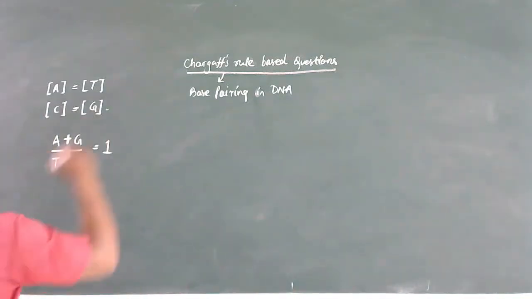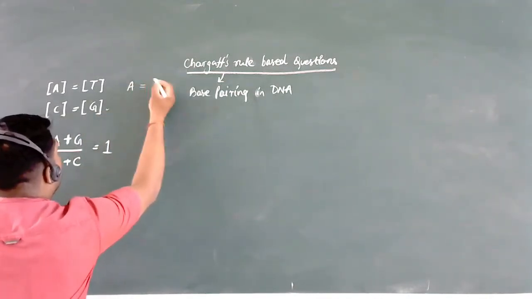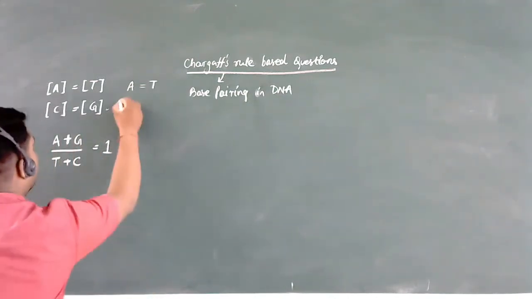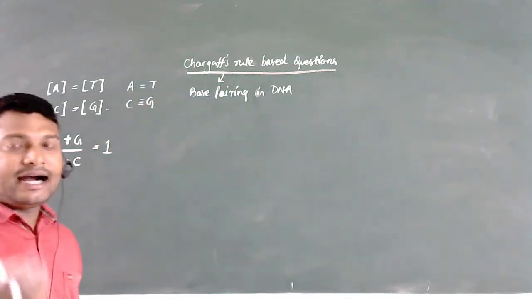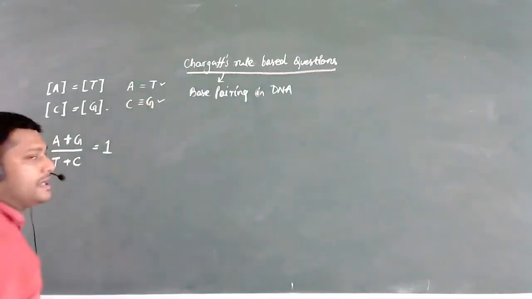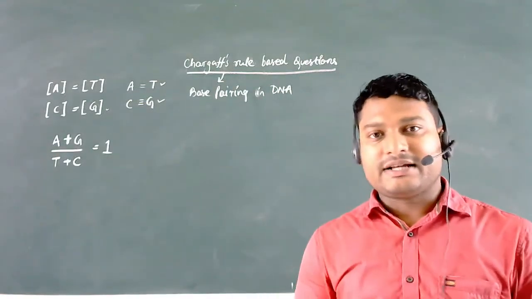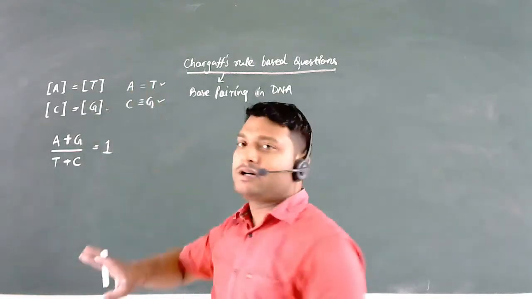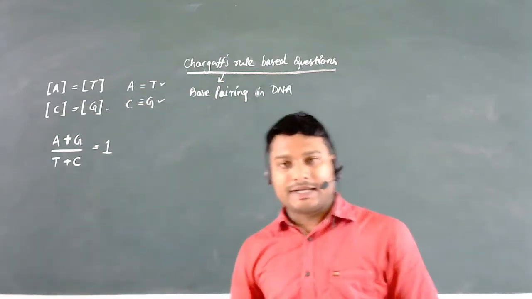Adenine has hydrogen base pairing with thymine, two hydrogen bonds, and cytosine base pairs with guanine with three hydrogen bonds. So A is going to pair with T and C is going to pair with G. In a DNA double strand, the amount of adenine must be equal to the amount of thymine, and similarly the amount of cytosine must be equal to the amount of guanine.